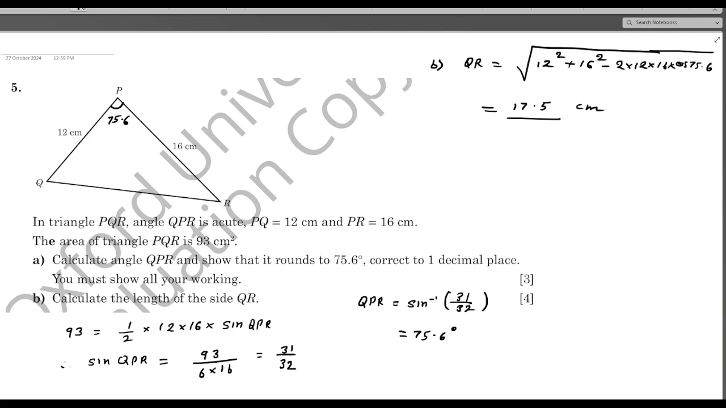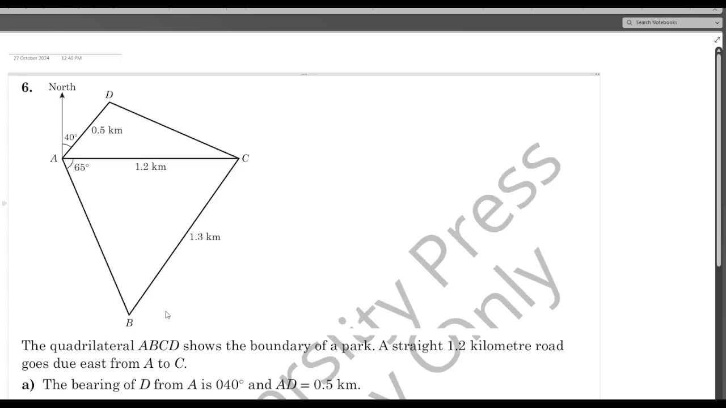Now question number 6. Question number 6: the quadrilateral ABCD shows the boundary of a park. So this is a park, the boundary of a park. A straight 1.2 kilometer road goes due east from A to C. So this is due east.